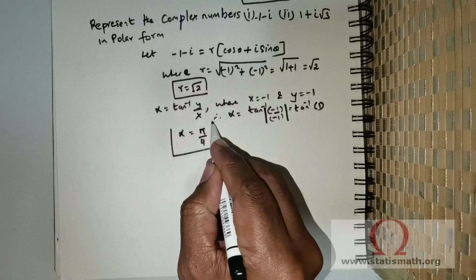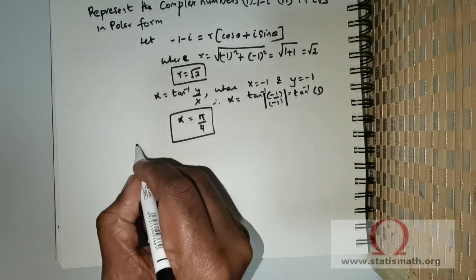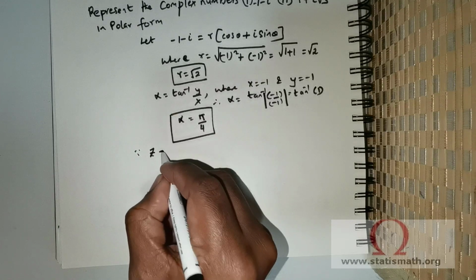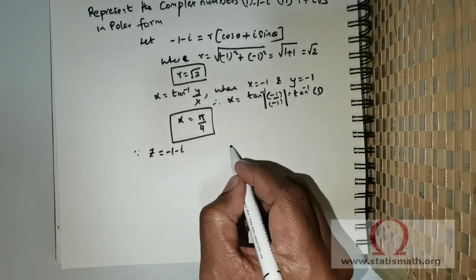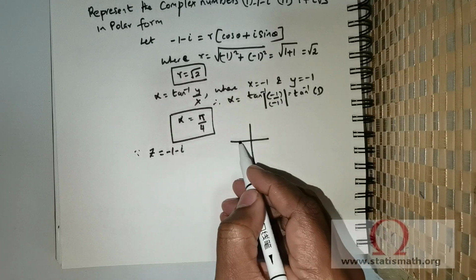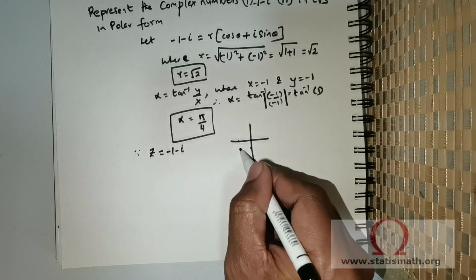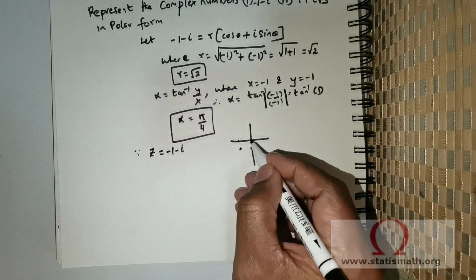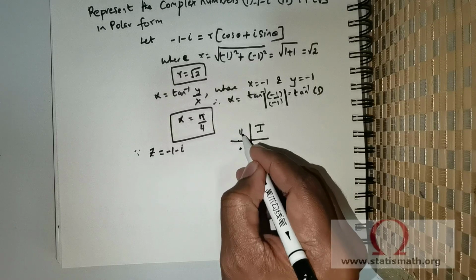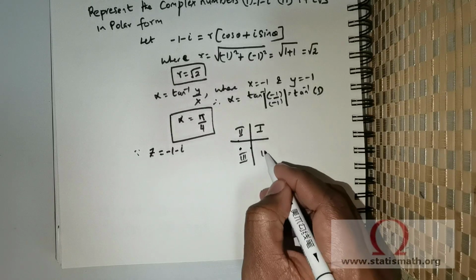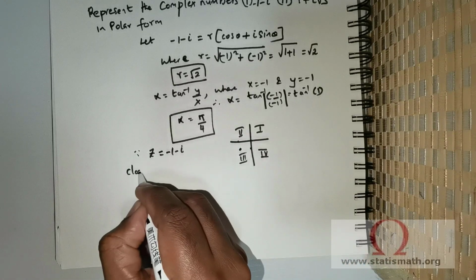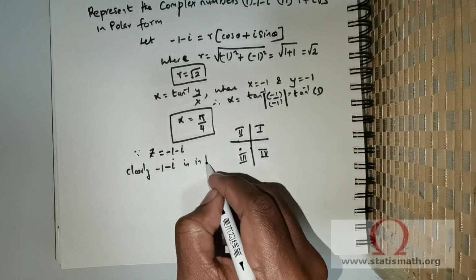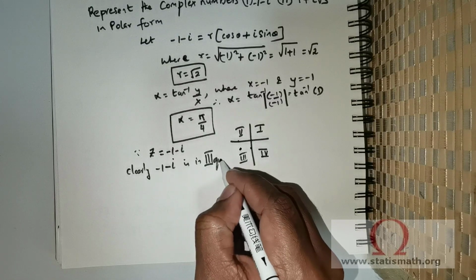Now after you obtain this, you have to study the position of -1 - i. Since the given complex number z is -1 - i, -1 will be somewhere over here, -i will be somewhere over here. So if you were to plot the point, this will be the point. So this is the first quadrant, this is the second quadrant, this is the third quadrant, this is the fourth quadrant. So clearly, what do you see? -1 - i is in the third quadrant.